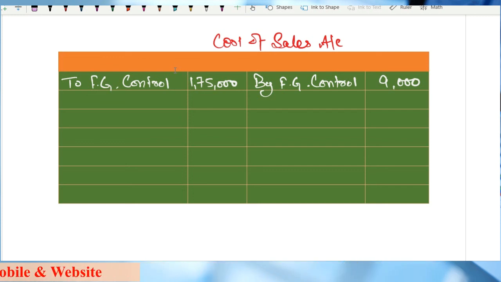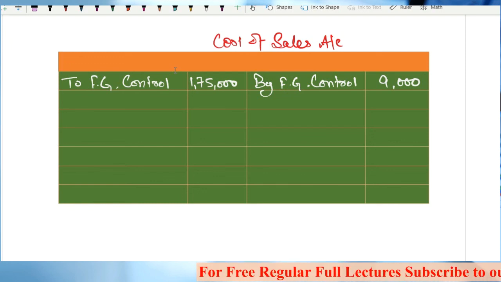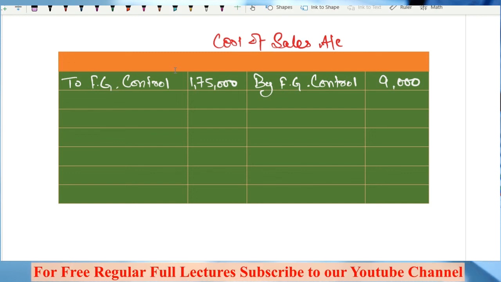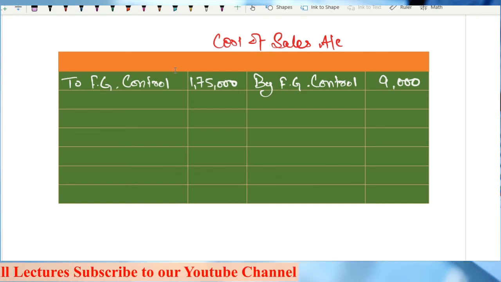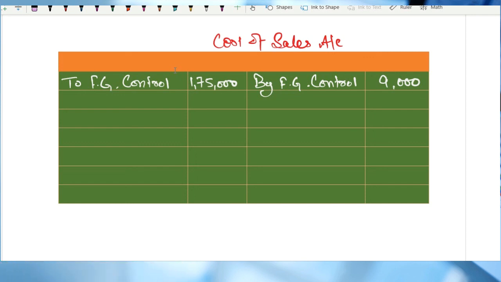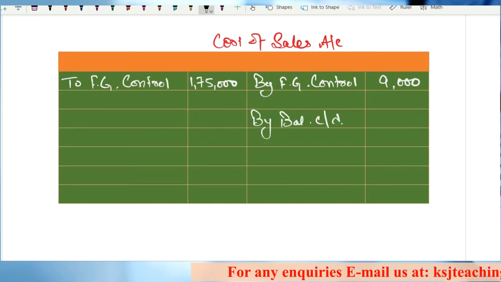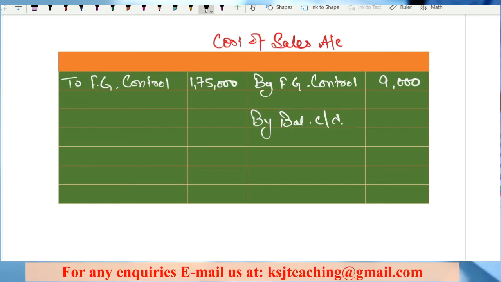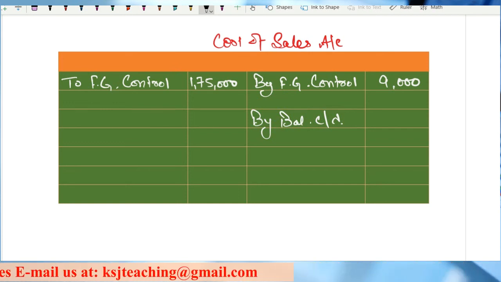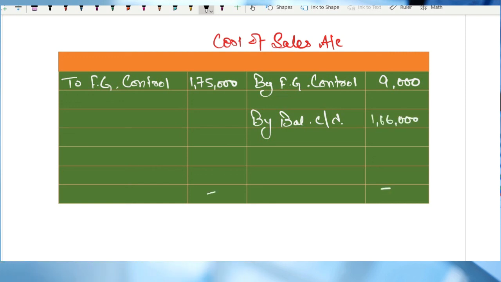But in this question, two things are there to be considered. One is you are not required to prepare the costing profit and loss account, right? Second thing is you are not given the sales. If you are not given the total sales, then there is no question of booking the profit, right? In such cases, what you can do is you can carry forward it by balance carried down, right? So you can carry forward it and show it in the trial balance 1,66,000. Clear? So this is what you learn from the practical questions.